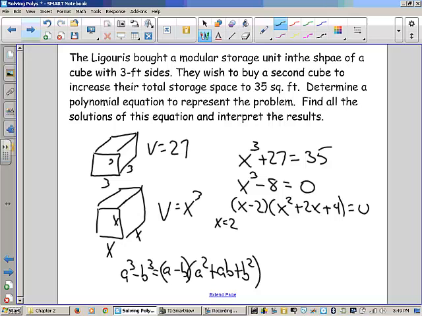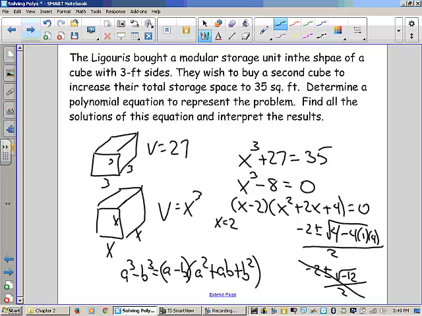For the other answer, I need to use the quadratic formula. For this answer, I'm going to get negative 2 plus or minus the square root of 4 minus 4 times 1 times 4, all of that over 2. So negative 2 plus or minus the square root of negative 12 over 2. Because that's the square root of a negative, that's an imaginary answer. It doesn't make sense in this problem, so you just ignore it. So your answer is they should buy a cube that's 2 feet in length, width, and height to get an extra 8 cubic feet, so they have 35.